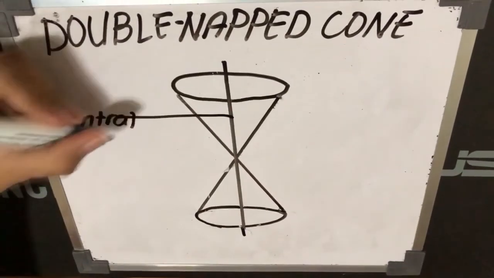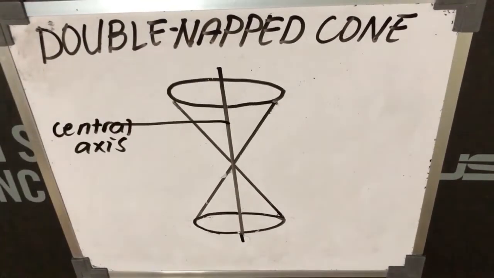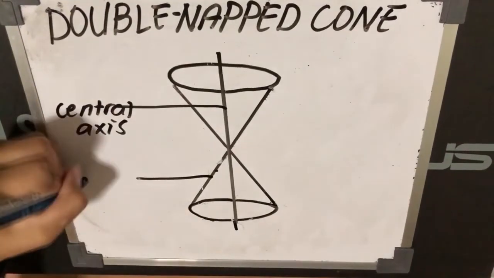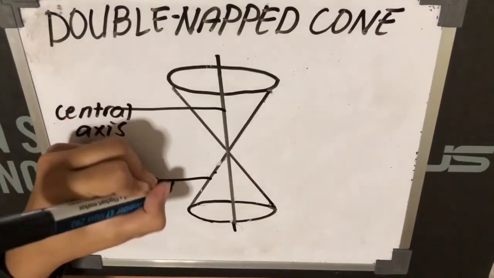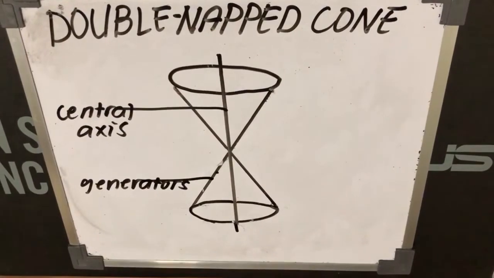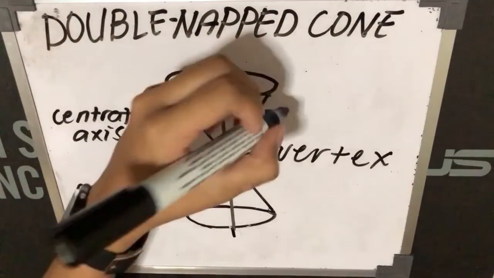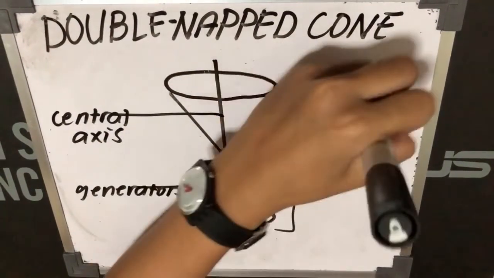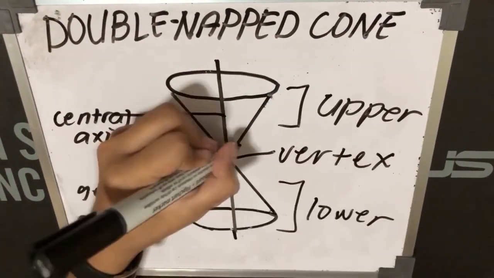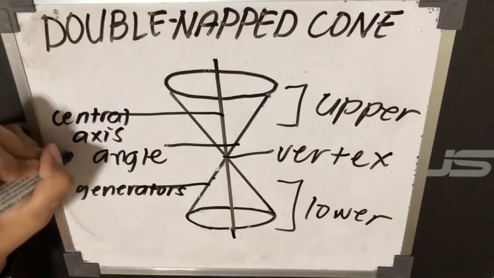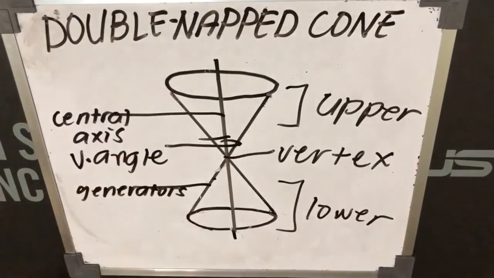Central axis is the vertical line down the double napped cone. It is the line that remains fixed. Generator: these are the diagonal sides of a double napped circular cone, and it is the line that rotates around the fixed point. Vertex: it is the point at the center, and it is the fixed point of a double nappe. Upper and lower nappe: these are the lateral surfaces.